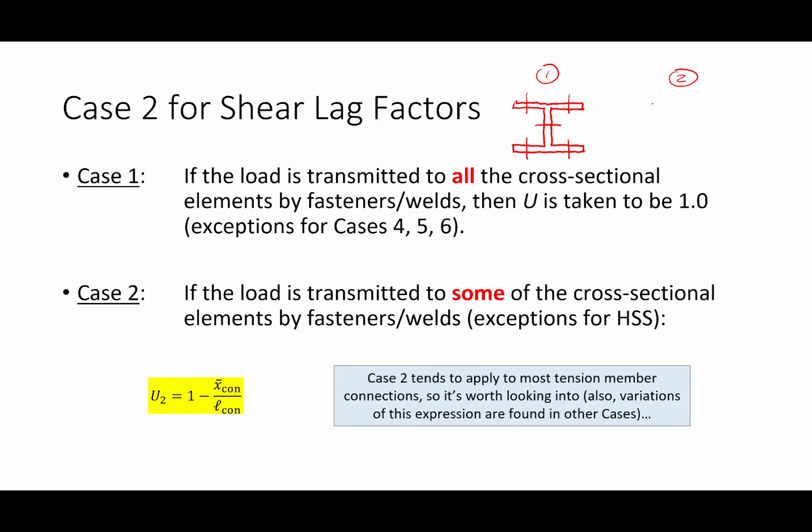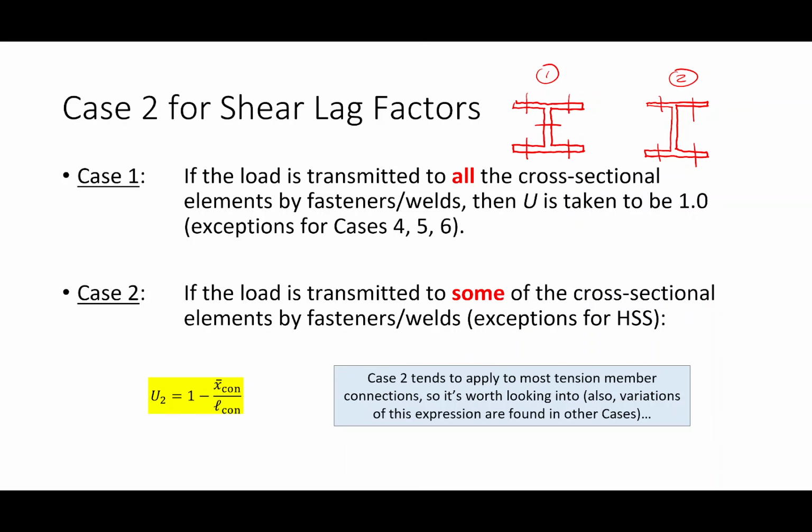Whereas a case 2 may be something like this. In other words, the flanges are connected but not the web. This is a very common way of connecting wide flanges for bracing elements in building systems. And this would be an example of a case 2 type connection.